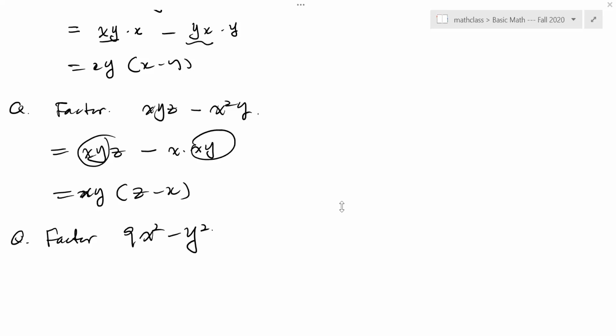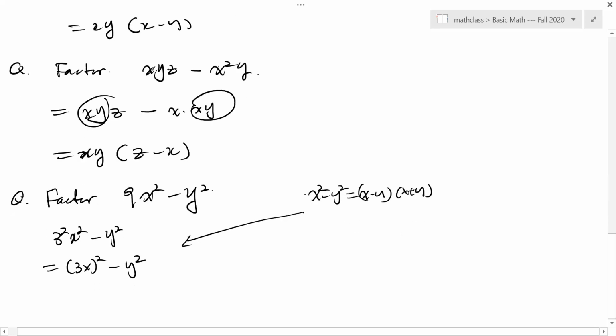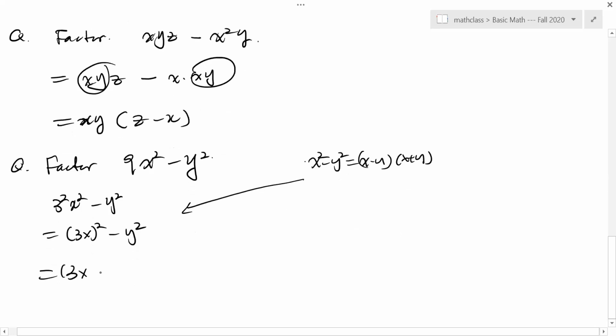All right. So how do I do this problem? First of all, it is similar to the one we already did, right? X squared minus y squared is going to be x minus y, x plus y. So I'm trying to express it in this form. 9 is going to be 3 squared, and 3 squared x squared will be 3x squared. Then you can apply that formula here. That'll be 3x minus y, 3x plus y. Got it? Okay.